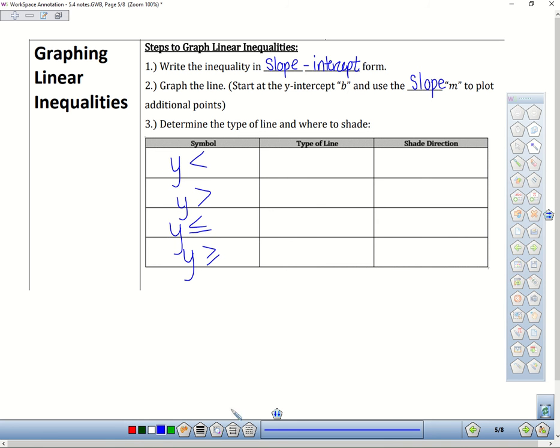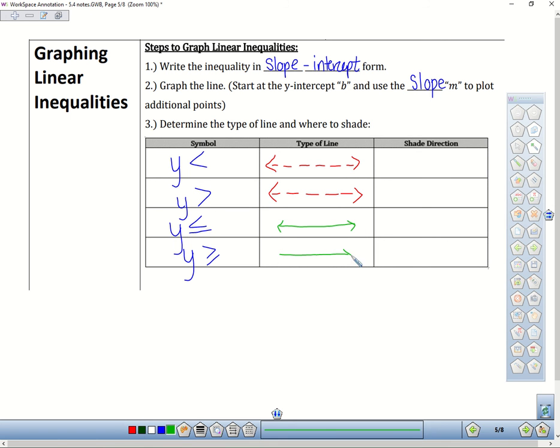Now, here are the type of lines that you use to graph these inequalities. Wait, didn't we already do this? Kind of, but not quite. We didn't really graph them, we just actually solved them. So you're going to use what we call a dashed line for this one. So you're going to draw a dashed line. You're going to use a dashed line for this one as well. And then for these 2, you're going to use what we call a solid line.